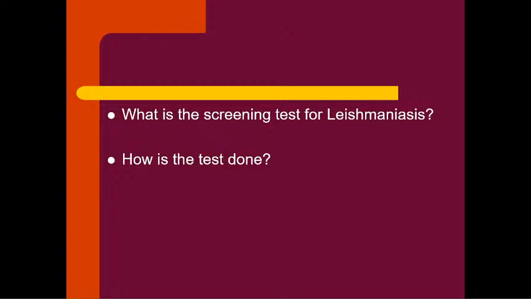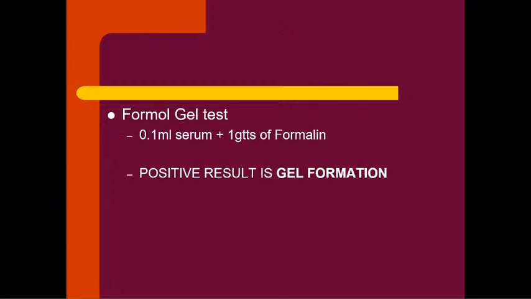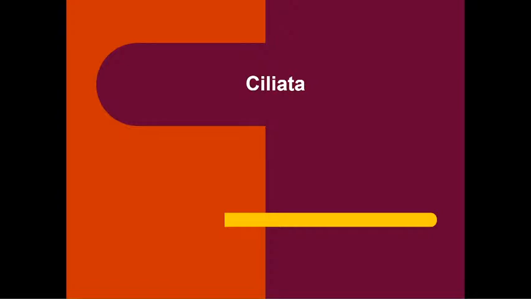Now, we also do a screening test for leishmaniasis. We have the formol gel test, and for this test you need to use formaldehyde or formalin. To do the test, you take 0.1 ml of serum and one drop, gutta, in Latin, of formalin. The positive result is gel formation.